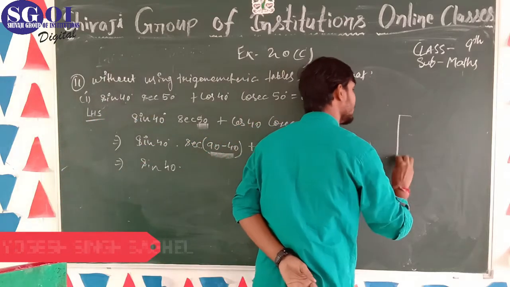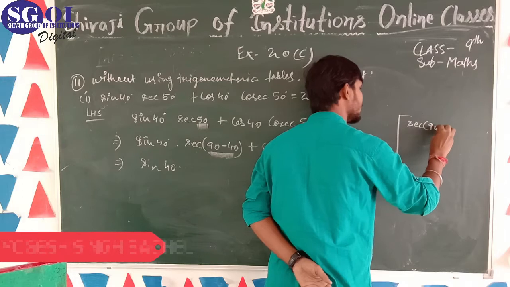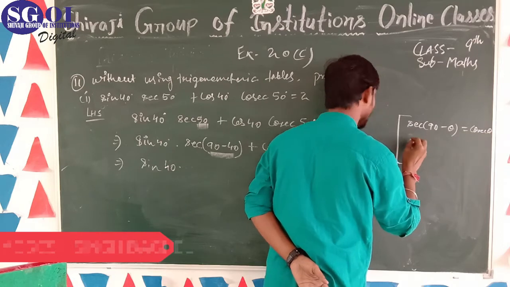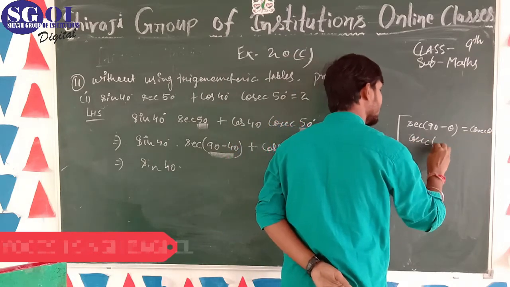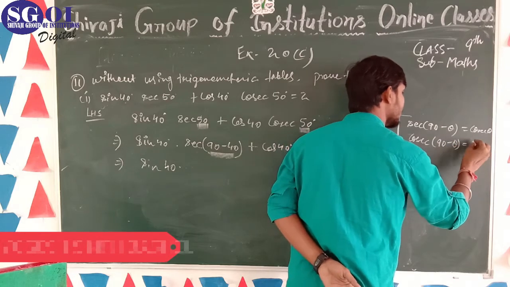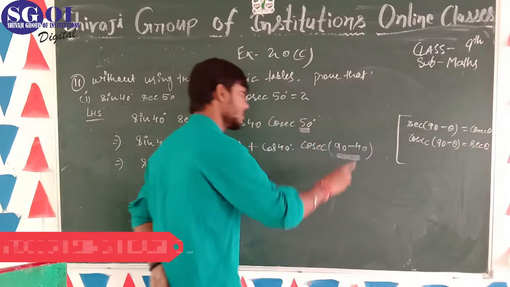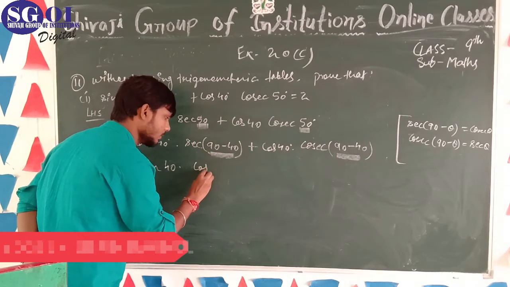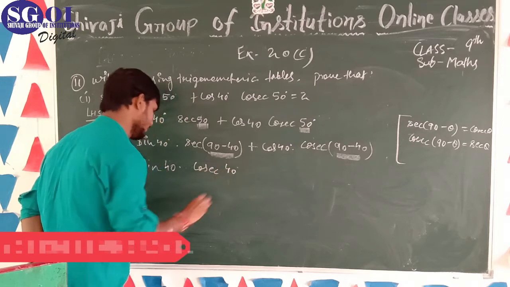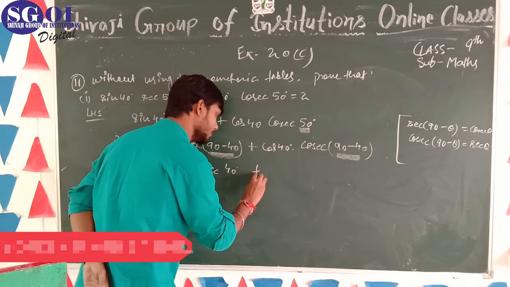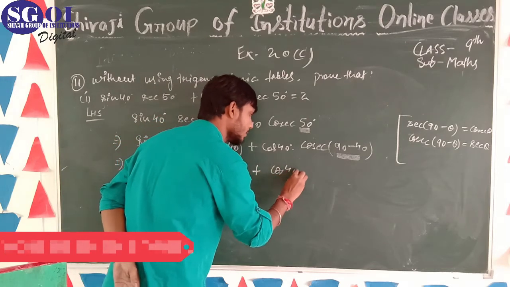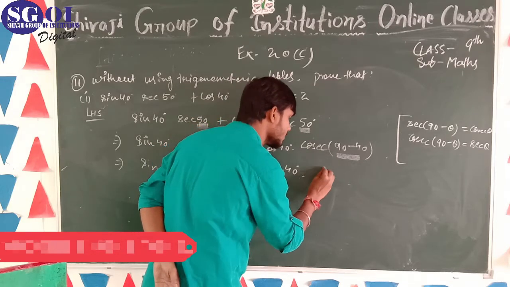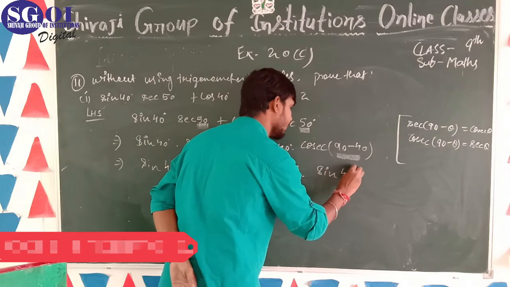As we know that sec 90 minus theta is cosec theta, and cosec 90 minus theta is sec theta. So using this complementary relation, we get cosec 40 degree. And it will be cos 40 degree, and cosec 90 minus theta is sec theta. So it becomes sin 40 degree.